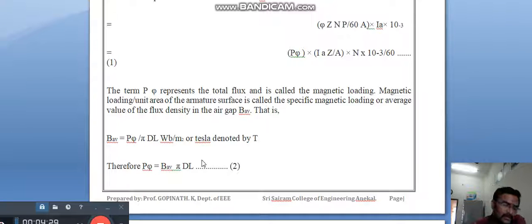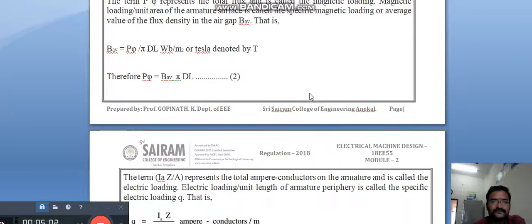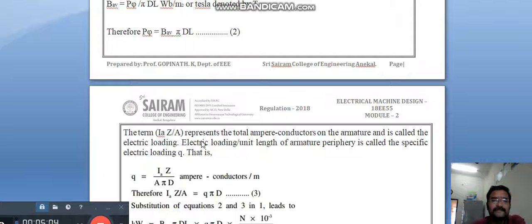Why are we going to replace this? We should find the values of the main dimensions of the machine, like D and L. D is the diameter of the armature and L is the length of the armature. To find those values, we are going to substitute the value of P phi equal to BAV pi D L into this equation. So the term IA Z by A.